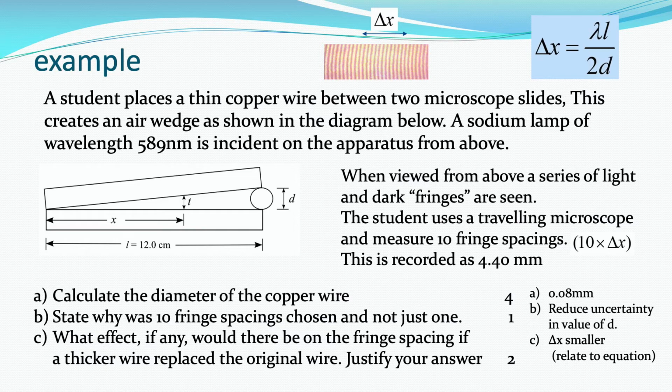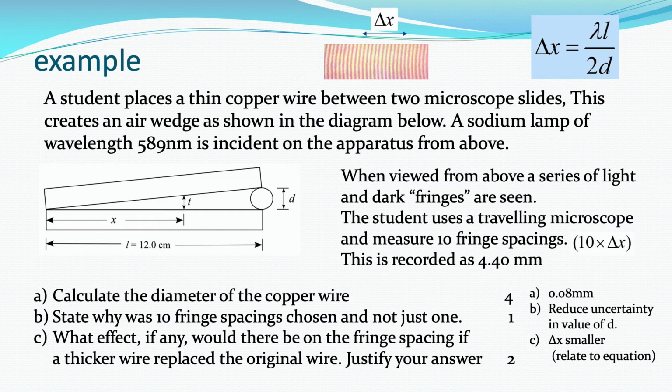And the student uses a travelling microscope to measure 10 fringe spacings. That's recorded as 4.4 millimeters. And we have to calculate the diameter of the wire. Well, that is the d, small d, that's in the relationship. So you would rearrange your relationship and get d equals lambda L over 2 delta x.